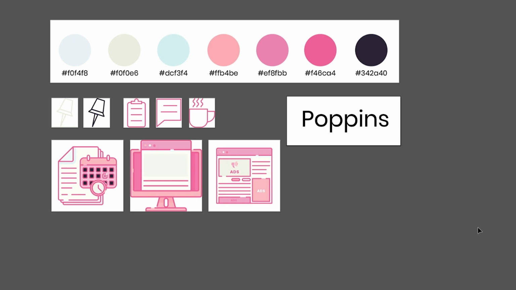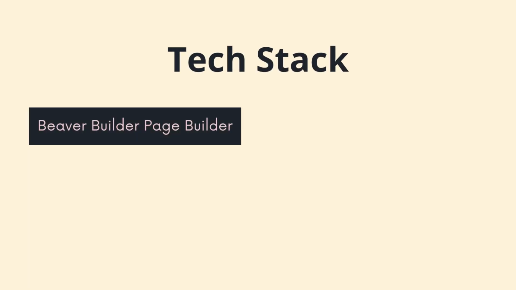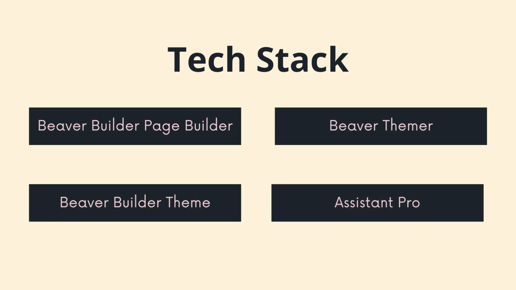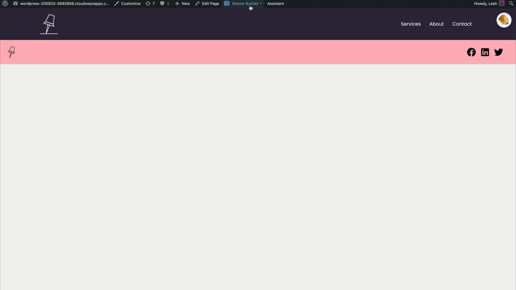I've already done some prep work to get ready for this demo. I set up a demo site with Beaver Builder Page Builder, Beaver Builder Theme, Beaver Themer, Assistant Pro. I've created a header and a footer, and I've changed my heading and paragraph fonts to Poppins in my theme settings. I'm using the Beaver Builder theme, and I will export the theme settings and all of these other assets and put them into an Assistant Pro library for you in case you'd like to work along with me.